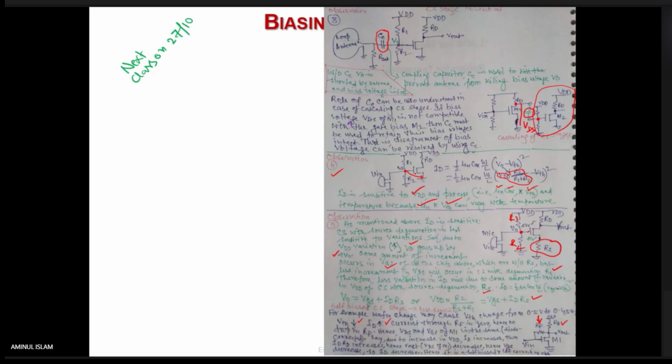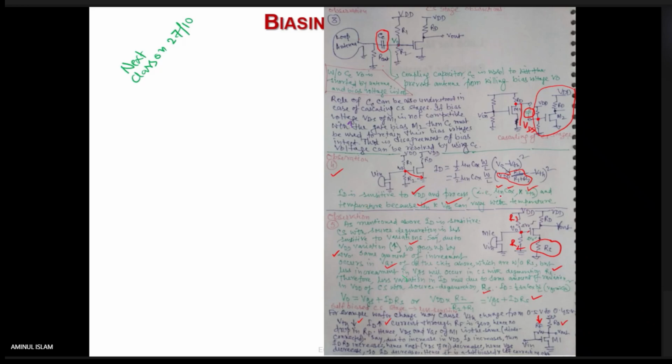The ID of the MOSFET here is sensitive to process, voltage and temperature. Voltage is here VDD. Process means you have mu and Cox in the current equation, and threshold voltage. These are all process-dependent parameters of the device. For example, your threshold voltage and mobility. These two things will decrease with increasing temperature.